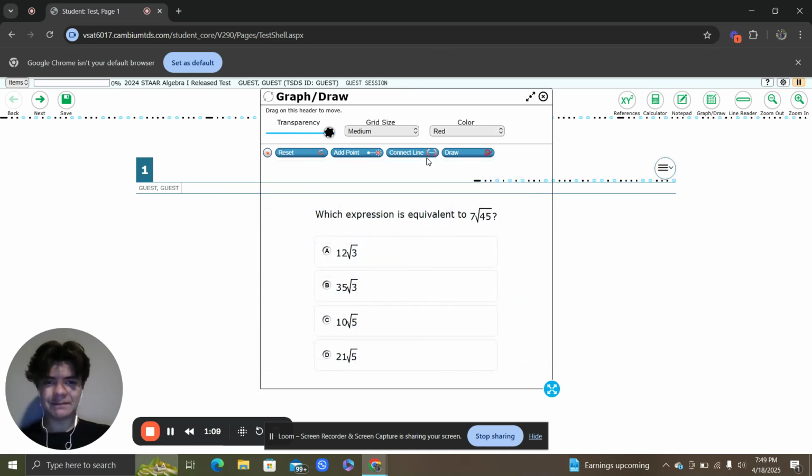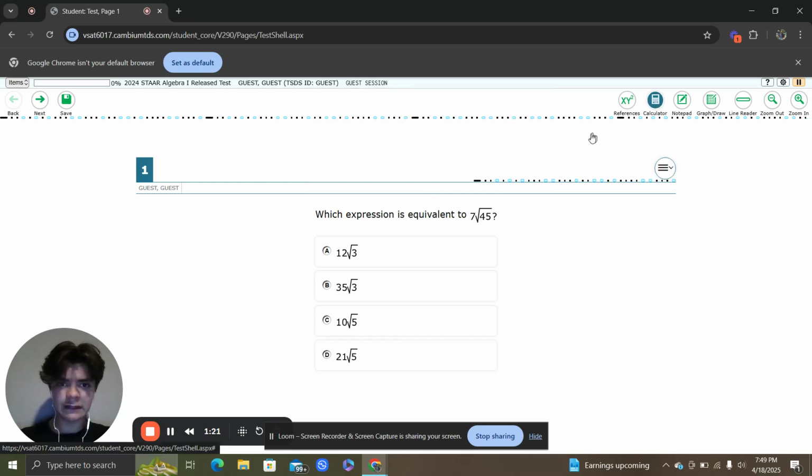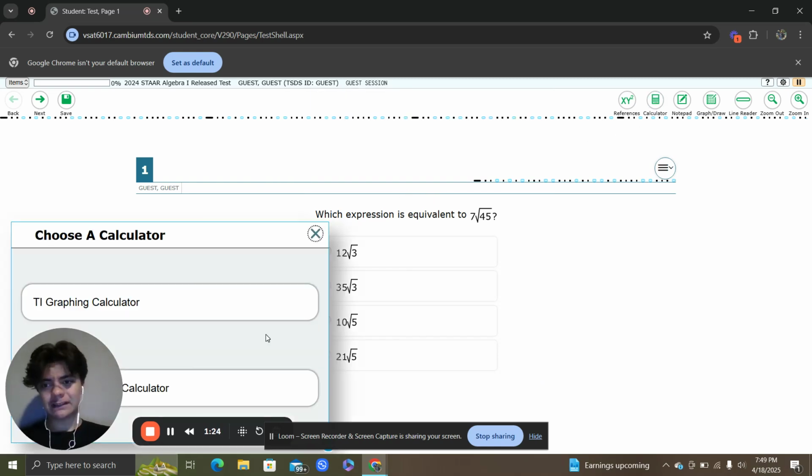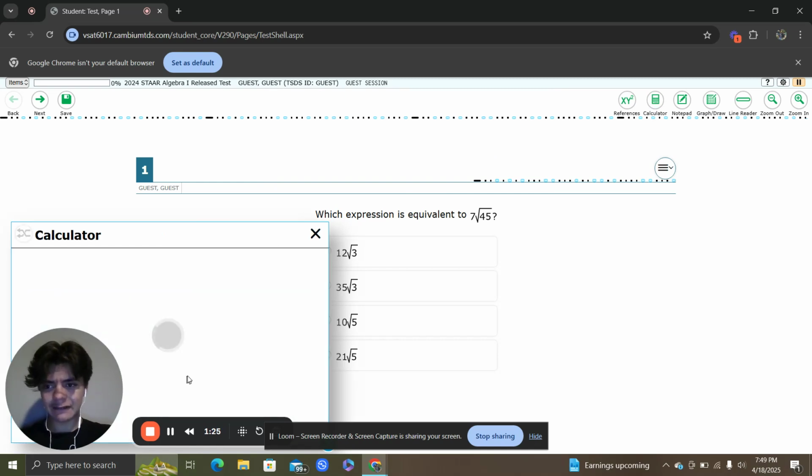So what does equivalent mean, guys? Equivalent means that it is equal to. So I'm drawing an equal sign. So it has to be equal to 7 to the square root of 45. So let's do that right now. Calculator. Use Desmos, not this TI graphing calculator. And then just wait for it to load. It's going to take a while, so just give it some time.